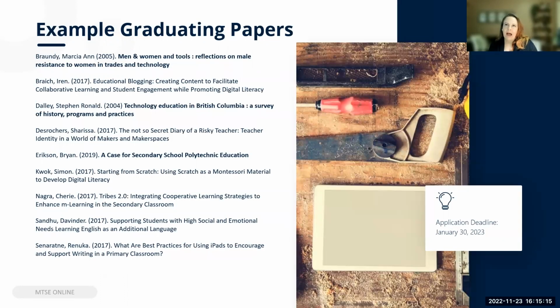Here are some examples of past graduating papers from previous iterations or versions of our MTSC program. There's a couple that are highlighted here. I don't have any from our current cohort because we haven't quite hit that level of sharing yet with our current cohort students. But you can see that there's really thinking about technology education in BC, a case for secondary school polytechnic education. As I'm sure you all know as well, there's a real need for some advocacy work around career education, but also technology education and media and technology education at the K-12 level. So these are some projects that are reflective of that.